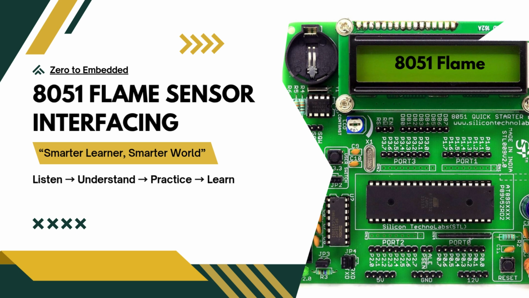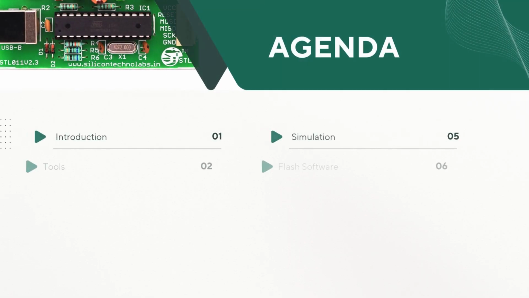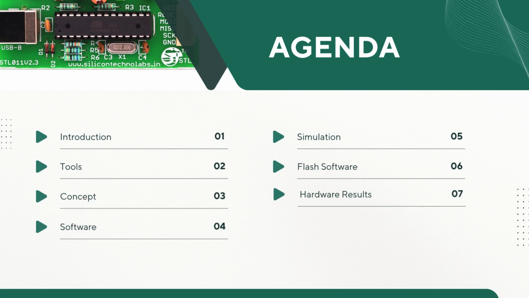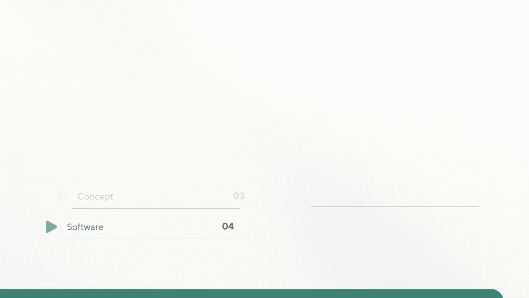Smarter Learner, Smarter World. Topic: Flame Sensor Interfacing with 8051 Microcontroller. Let's get started. Agenda: Chapter 1, Introduction. Chapter 2, Tools. Chapter 3, Concept. Chapter 4, Software. Chapter 5, Simulation. Chapter 6, Flash Software. Chapter 7, Hardware Results.